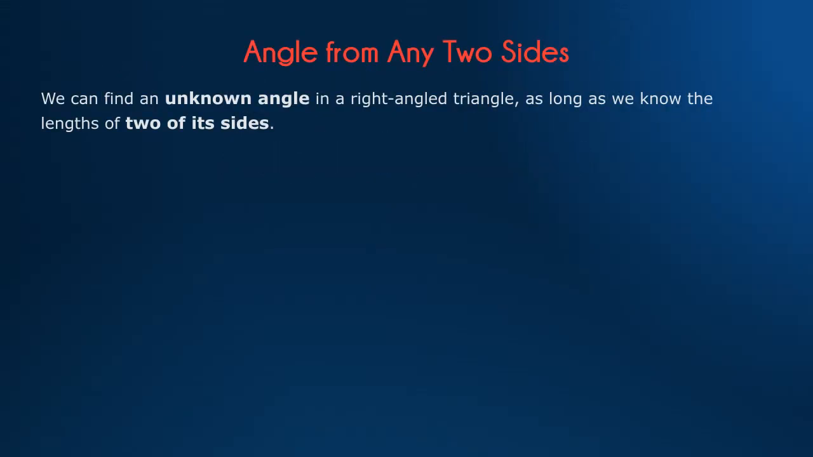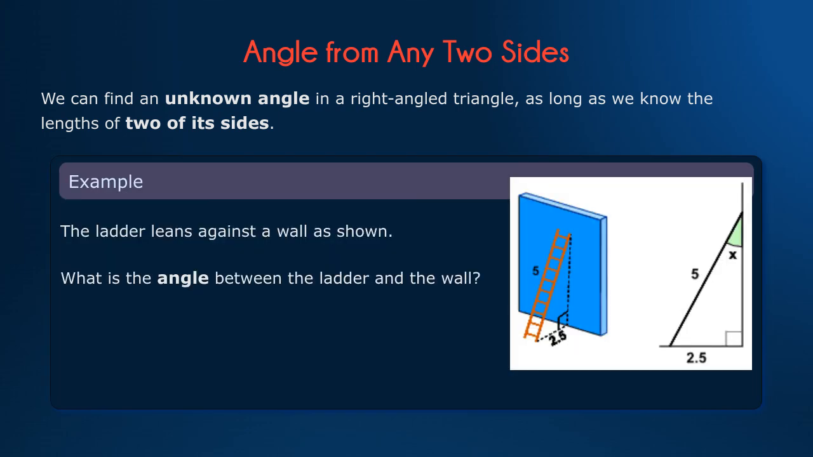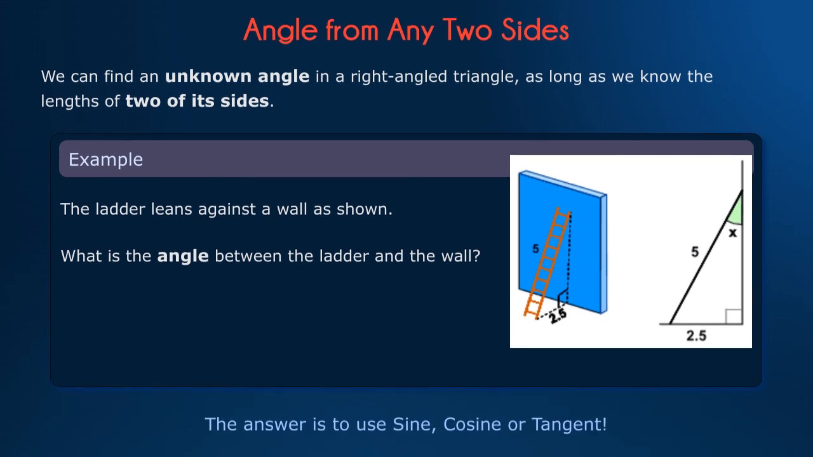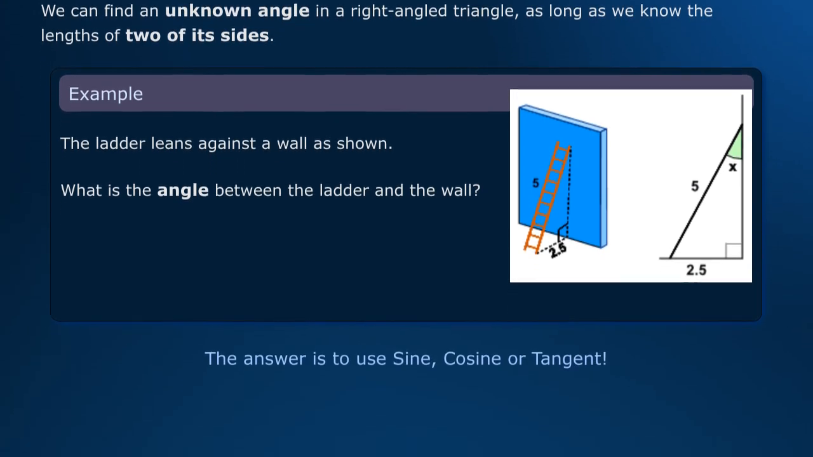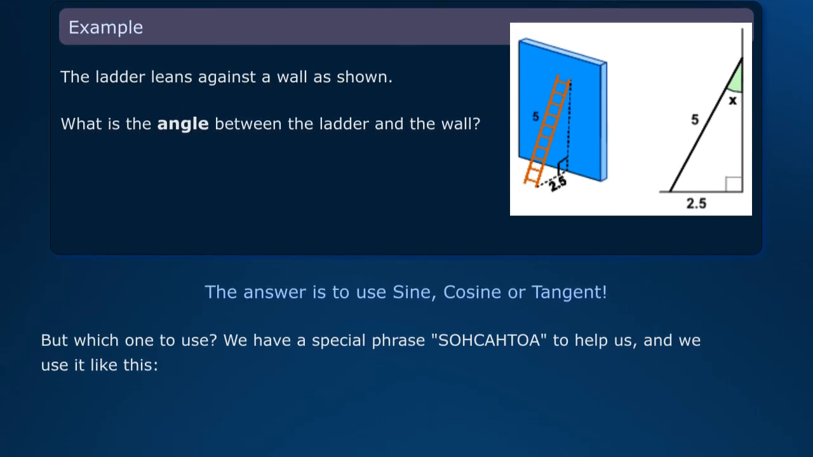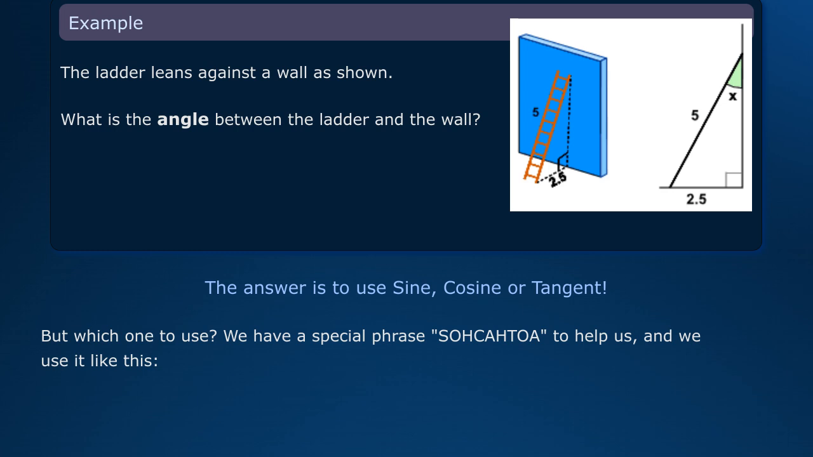We can find an unknown angle in a right-angled triangle, as long as we know the lengths of two of its sides. Example, what is the angle between the ladder and the wall? The answer is to use sine, cosine, or tangent. But which one to use? We have a special phrase, SOHCAHTOA, to help us. And we use it like this.